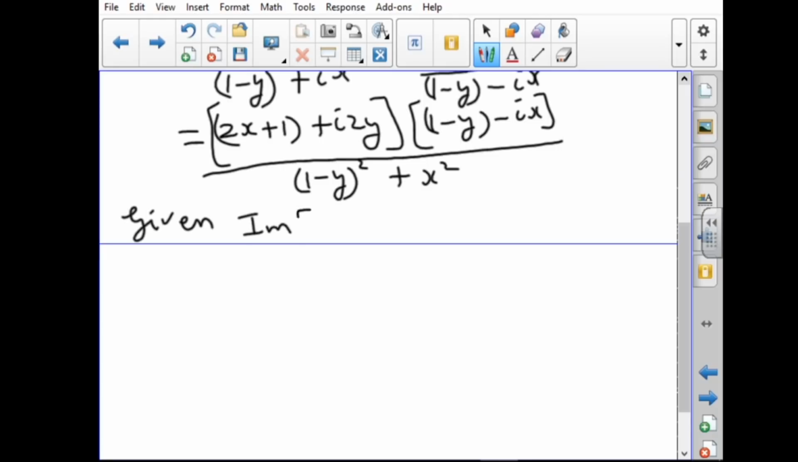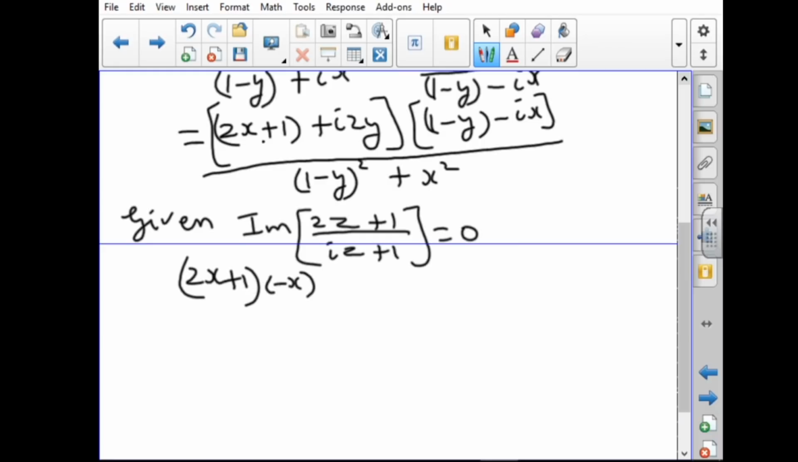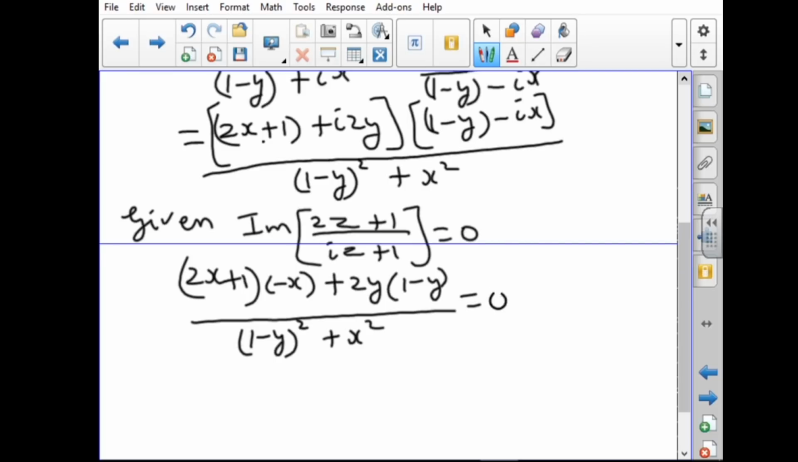So given, the imaginary part of (2z plus 1) by (iz plus 1) is equal to 0. So we will take only the imaginary part. The imaginary part is the real part with the imaginary part, so (2x plus 1) into minus x, then the imaginary part with the real part, so plus 2y into (1 minus y), and the denominator we have this: (1 minus y) the whole square plus x square is equal to 0.